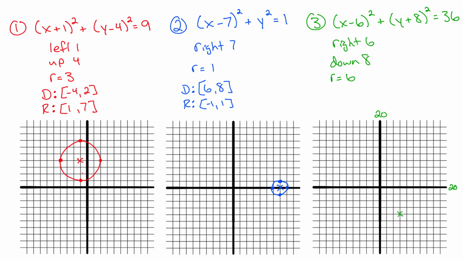This is my new center. And my radius is 6, so I'm going to go up 2, 4, 6. Going to go right 2, 4, 6. Down 2, 4, 6. Left 2, 4, 6. Draw my circle.